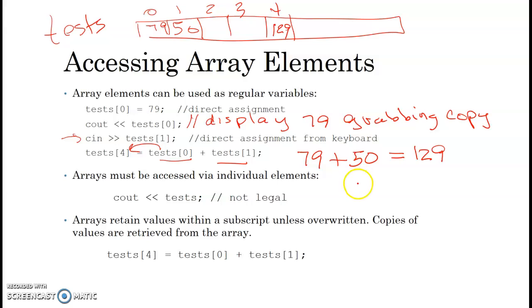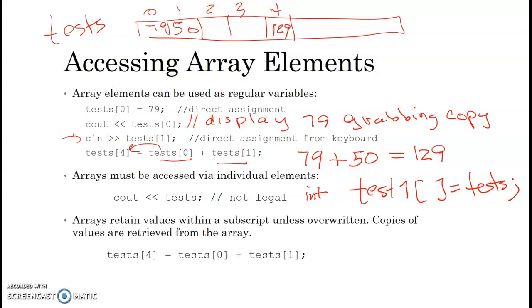So I would not be able to do, let's say I declared, let's see, test1, which is an array equal to tests. That would also be illegal. I can't assign another array into a newly declared array. I actually have to copy them in one element at a time.